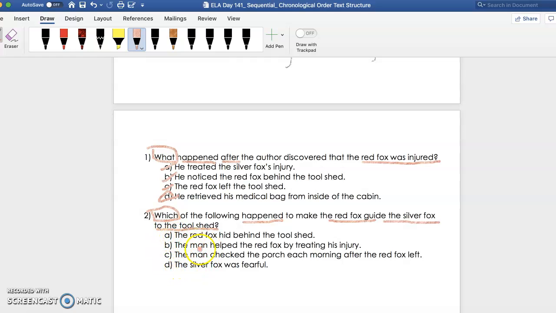So let's look at the answer choices. The red fox hid behind the tool shed. No, we can eliminate that because we know that that doesn't have anything to do with the silver fox. B, the man helped the red fox by treating his injury. That could possibly be the answer, but let's check the rest. C, the man checked the porch each morning after the red fox left. Again, that has nothing to do with the silver fox being injured. And then D, the silver fox was fearful. So we know that B is actually the answer because since the red fox remembered what happened to him, he was able to bring the silver fox to get treated as well.